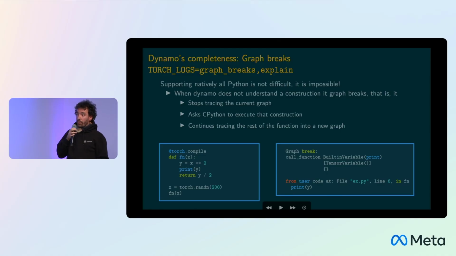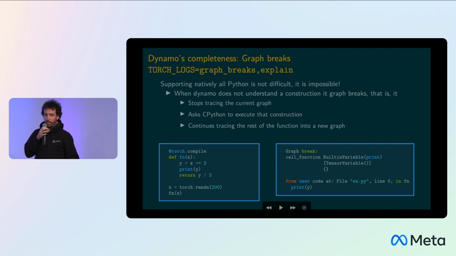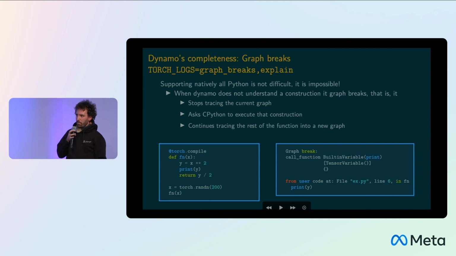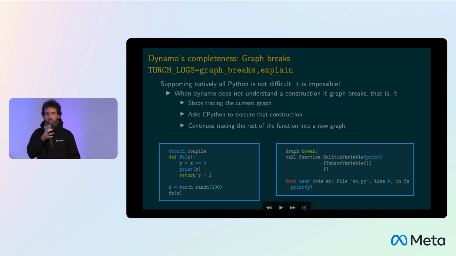Now we go for completeness. We said we can trace anything from Python, but Python is huge, of course. You can implement pretty much anything with Python. So in all fairness, we are not going to be able to support all of it. But what we want is not to fail. That's the important part. Like all the approaches before, and I'm sure that most of you have used TensorFlow, JAX, when you don't write the code the way they want, they yell at you and they refuse to compile. We didn't want to do that.